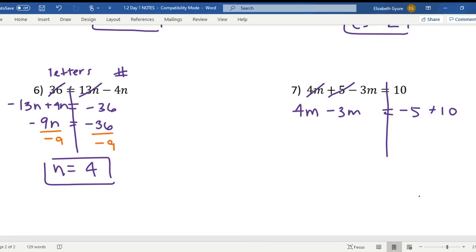Good? 4M minus 3M. Dallas, what's 4M minus 3M? 4 minus 3? That's okay. Because you were thinking 5's on the other side. I know what you're thinking. Well, it's 1M or just M. Good. You can leave the 1 if you want. And then Dallas, what's -5 plus 10? That's where the 5 was coming from. So that's just M equals 5. Okay, good. We're not going to do the last two today. We've been talking for too long.